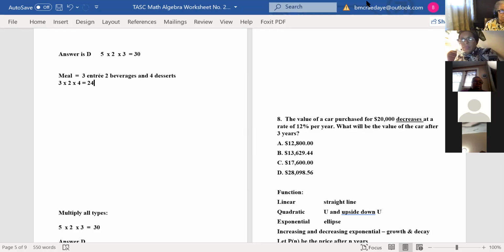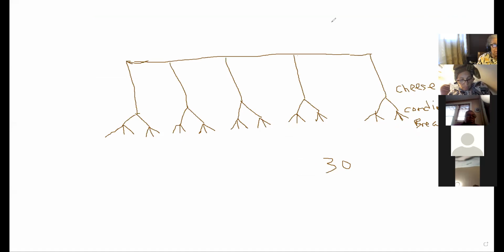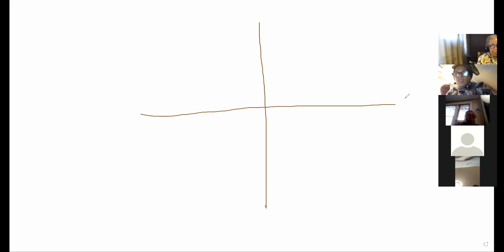Just to review this, let me go to a new share. Let's go back to our whiteboard and clear this. Okay, now let's draw a coordinate grid. What's on the horizontal, X or Y? X, that's right. X is on the horizontal, and we call this the vertical, Y.